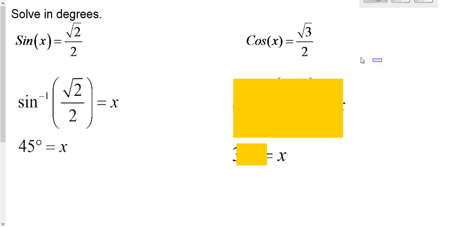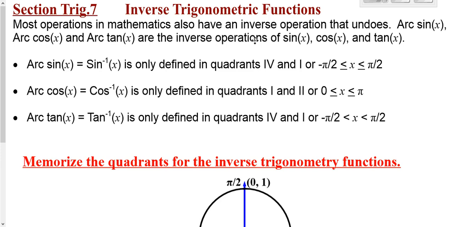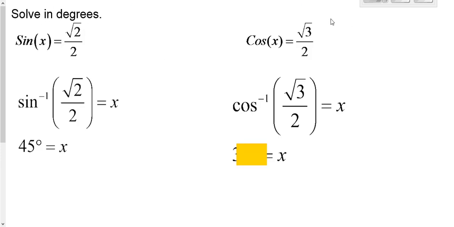Over here, we're dealing with inverse cosine to be able to solve this because you need to undo cosine. So inverse cosine or arc cosine, and that's going to tell us our angle. But once again, this is one you're supposed to have memorized. When is cosine equal to root 3 over 2? And remember, cosine is in quadrants 1 and 2. So in quadrants 1 and 2, where is cosine equal to root 3 over 2? And that is at 30 degrees.